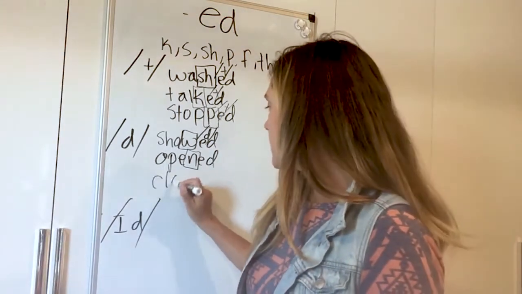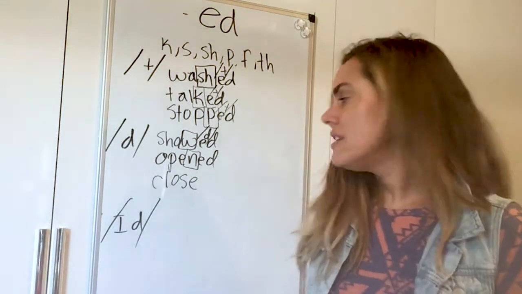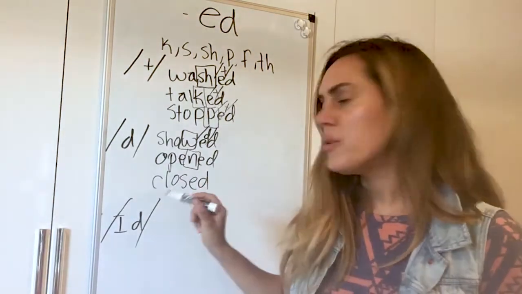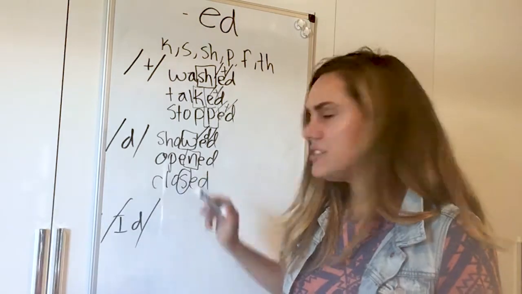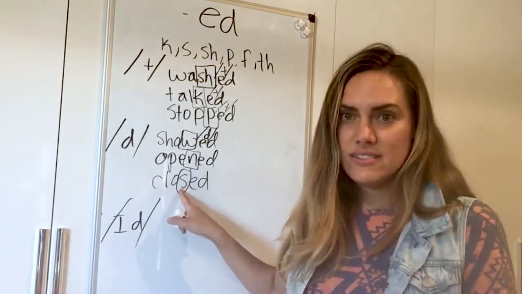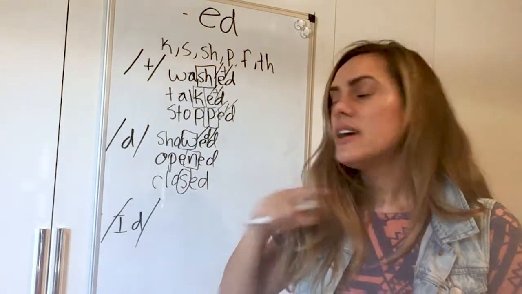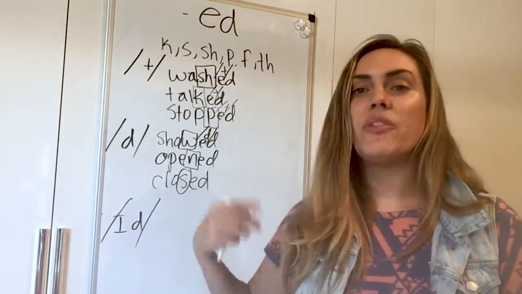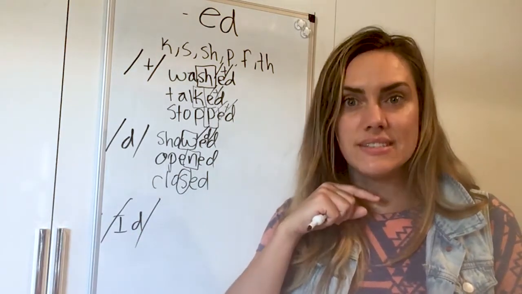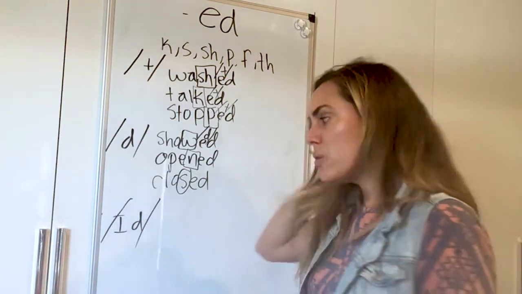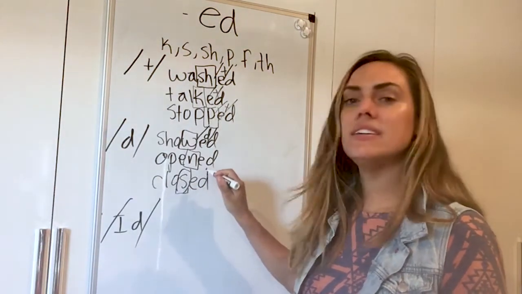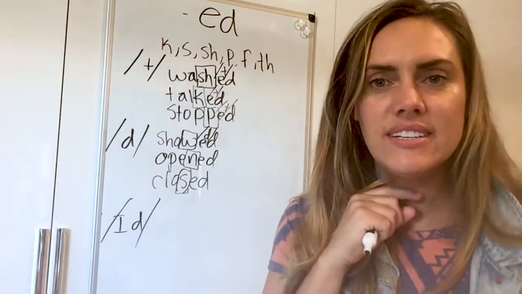And how about this one? Close. I want to add -ed. Look at the sound before the -ed. Don't look at the letter. Look at the sound. The letter is s. That's voiceless. But it's not about the letter. It's about the sound. So close, it's actually a Z sound. So in this case, this is voiced. So we need the d sound: closed.